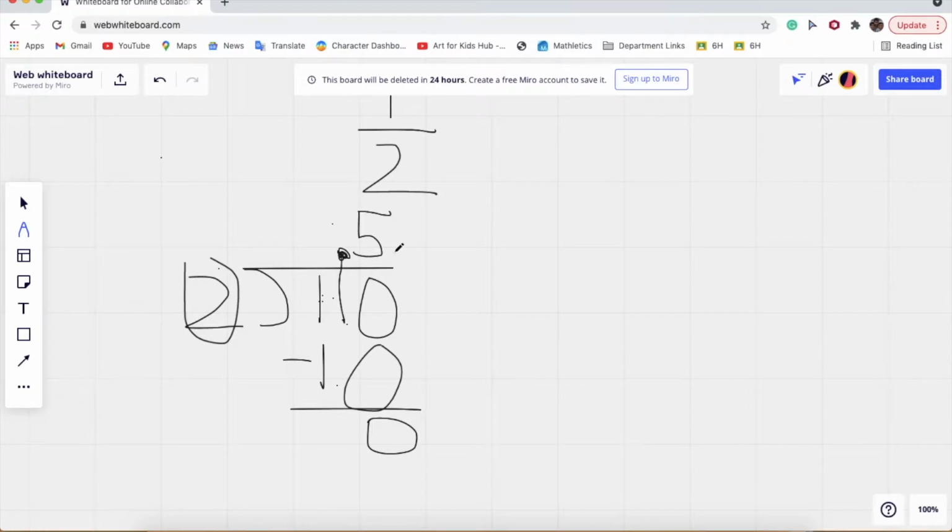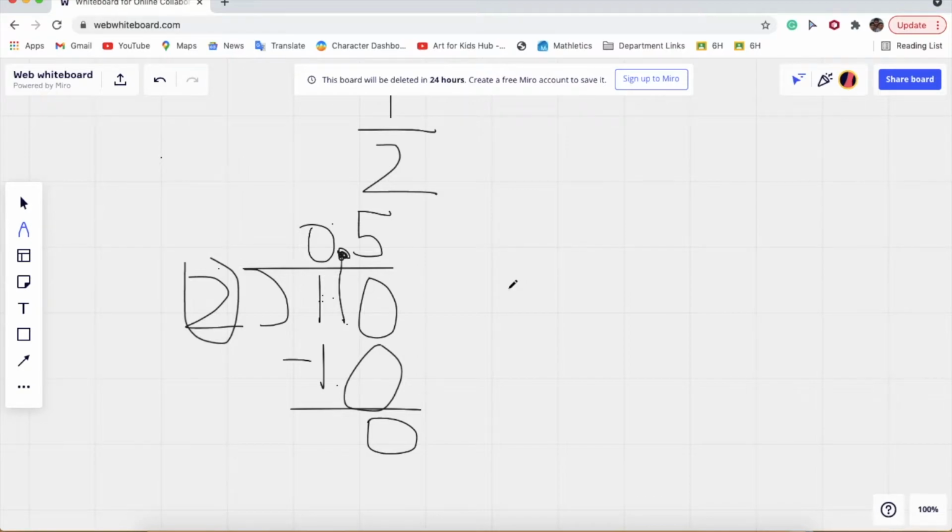There. Now our answer is 0.5, which is a more proper way to write it. So let's say 0.5, and that is exactly 1/2. So, by dividing, we figured out that the value of 1/2 is 0.5, guys.